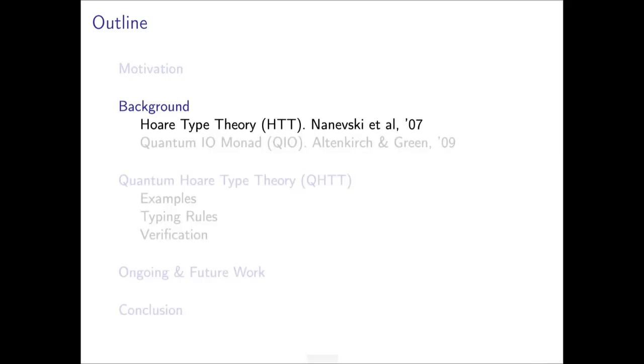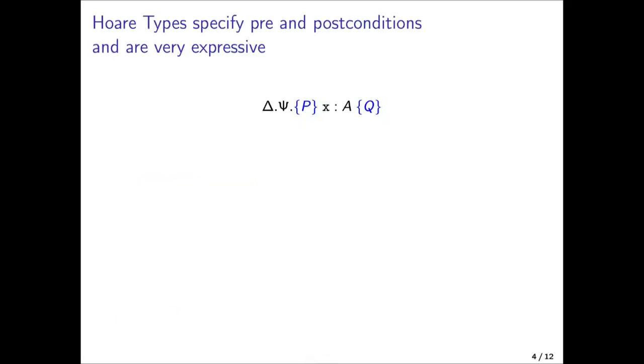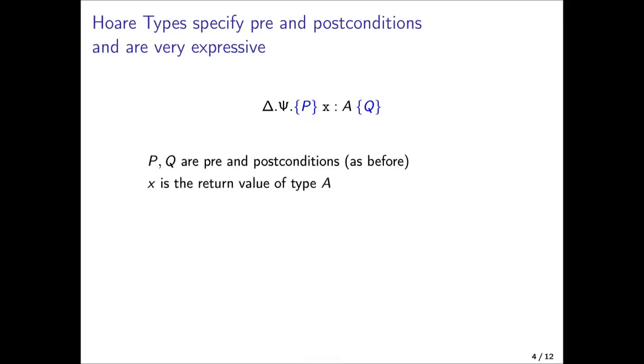So let's look at Hoare type theory, which was introduced by Nanevski et al. in the late 2000s. So here's a Hoare type. Hoare types encode pre and post conditions in the types themselves, and being dependent, they are very expressive. So let's try to read this type. P and Q are pre and post conditions, as we saw before. We have the return type A, and it's given a name x. And then delta and psi are variable and heap contexts, respectively.